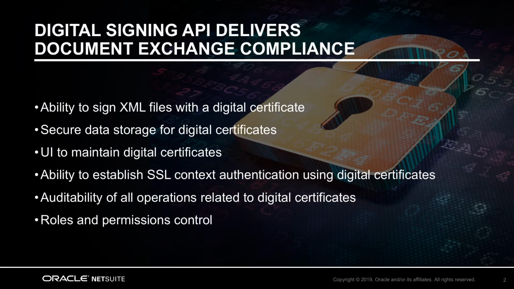Let's kick it off with our new Digital Signing API. The Digital Signing API allows you to digitally sign XML documents with your company's digital certificates. This is a requirement in many international tax jurisdictions. Using a new HTTPS module extension, the Signing API enables you to establish SSL connection authentication using digital certification.